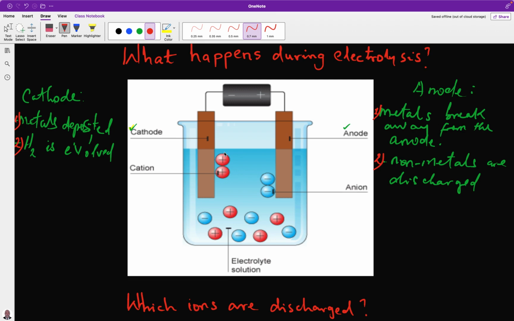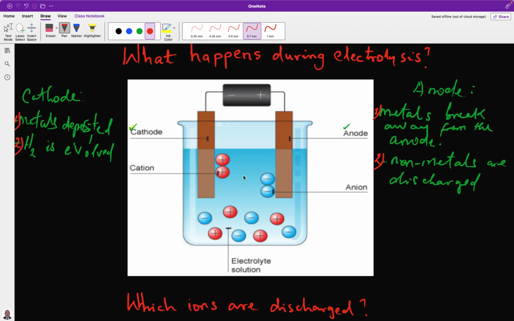Once more, an electric current is passed through the electrolyte, which is in solution, and it causes this electrolyte to decompose, to break down, or to split into the different ions, whereby the cations will go to the negatively charged electrode, which is the cathode, and the anions will go to the positively charged electrode, which is the anode. While at the cathode, the metals are deposited, hydrogen is also evolved, and at the anode, only non-metals are discharged.